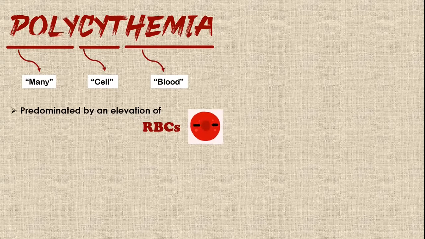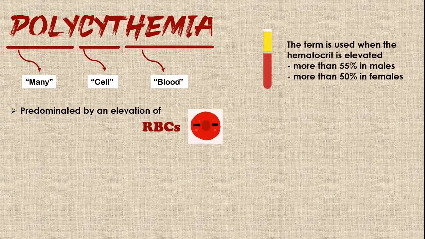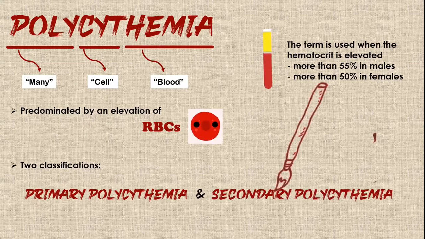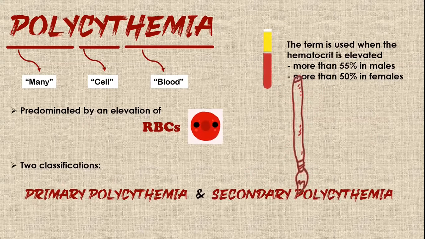The term polycythemia is used when the hematocrit is elevated to more than 55% in males and more than 50% in females. There are two classifications of polycythemia, namely primary polycythemia or polycythemia vera and secondary polycythemia.